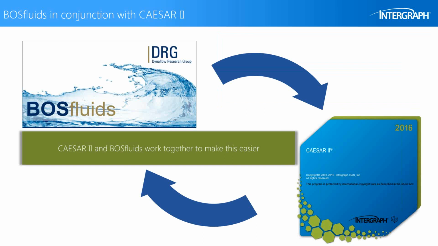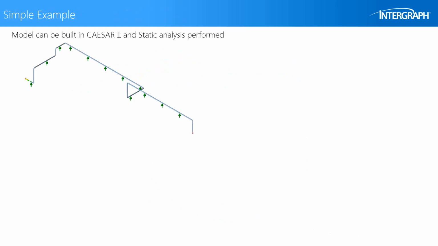The direct link between Caesar 2 and BOSfluids, which is a bidirectional link, works together, and it makes this a lot easier than doing manual transposition of data and manual transposition of your piping system. So how does this work? Well, here's a simple example.